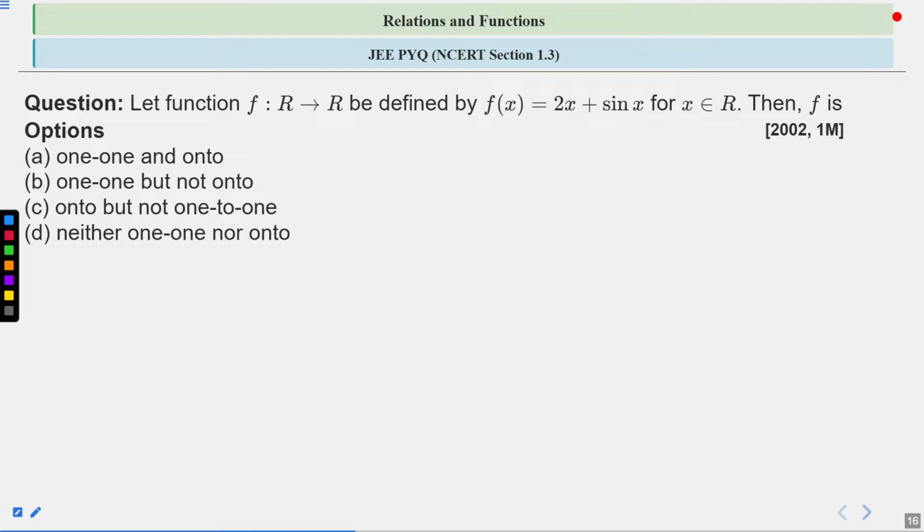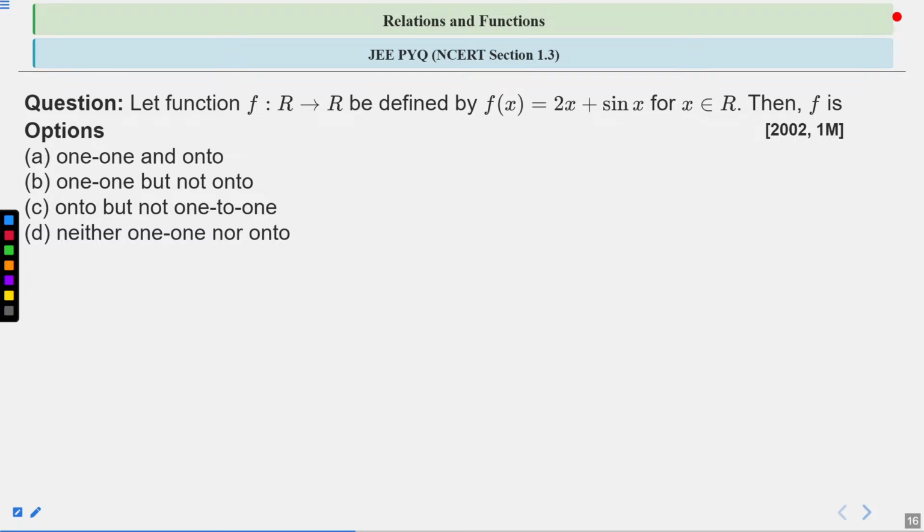This question says, let function f from R to R be defined by f(x) is equal to 2x plus sin x for all x belonging to real. Then f is, we need to discuss about f(x). Option A is one-one and onto. Option B is one-one but not onto. Option C is onto but not one-one. And option D is neither one-one nor onto.